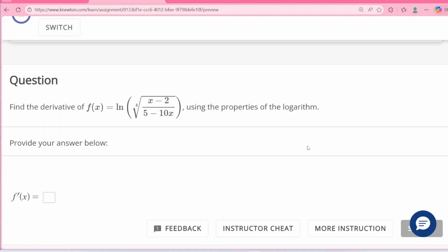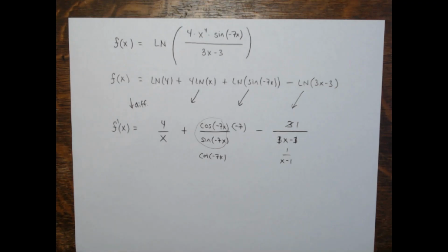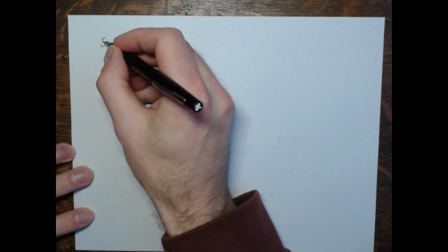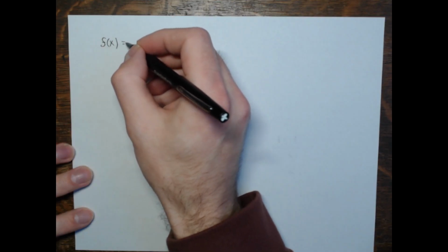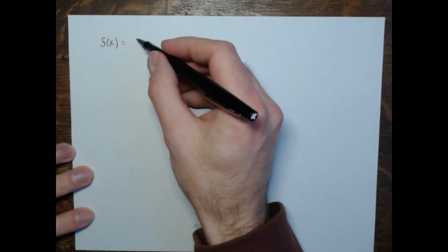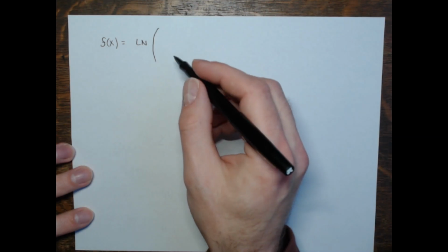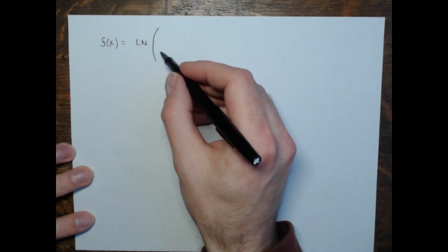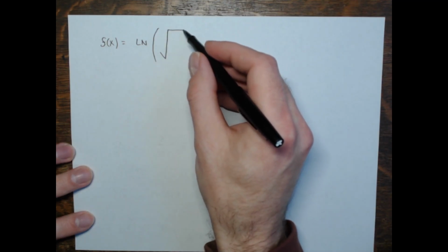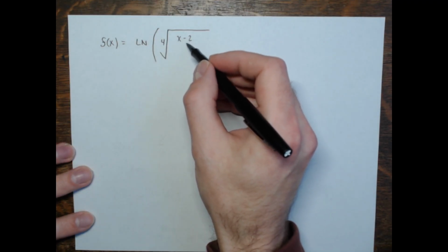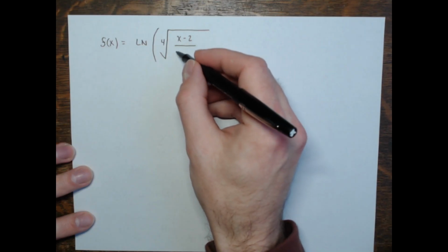All right, so another one of the properties ones. Again, like the last one, I'll just write it out as it originally looks, and then I'll jump to the part where I use all the properties, and write what it would simplify to or expand to if I used all the properties I could for logarithms. So here's the natural log of the 4th root of x minus 2 divided by 5 minus 10x.